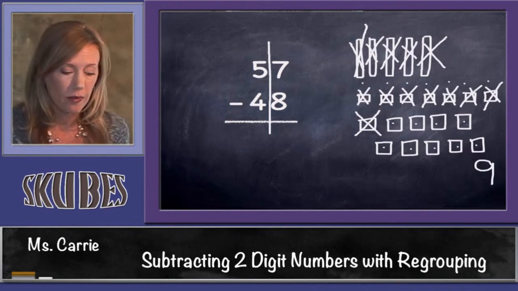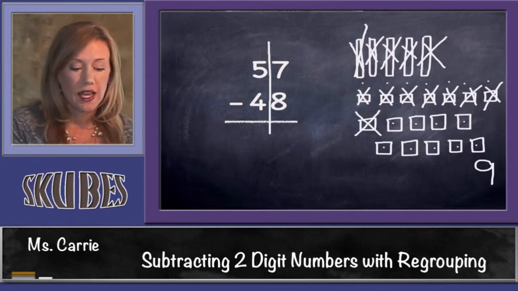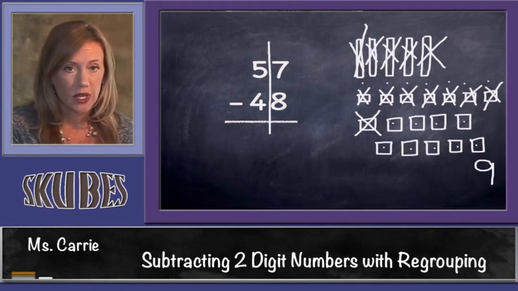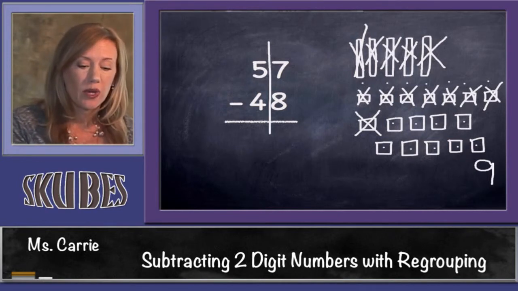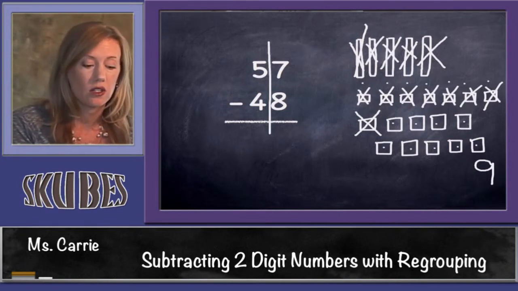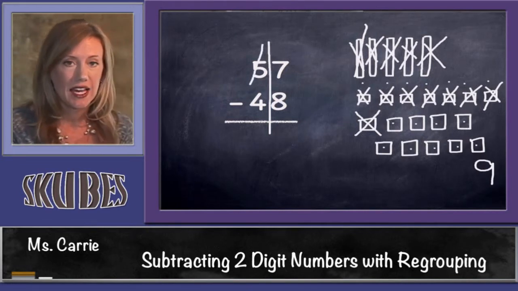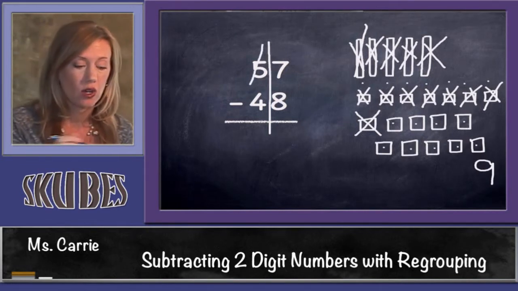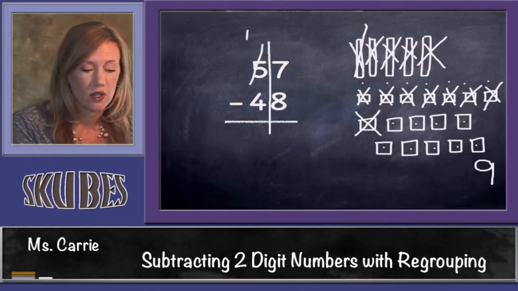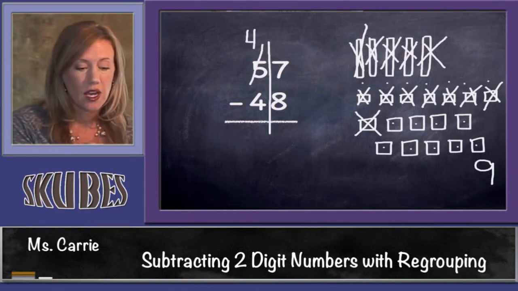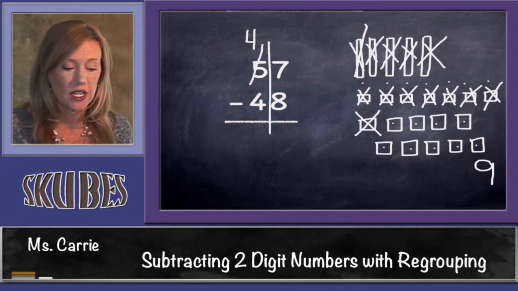Now let's look at our problem. When we say 7, we can't take 8 from 7. We can't do 7 minus 8. So what we did in the picture and what we're going to do here is go into the tens place and take that 10 away just like we did in the picture. So the 5 in 57 now becomes 4. We took a 10 away.